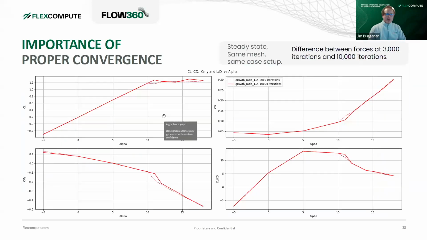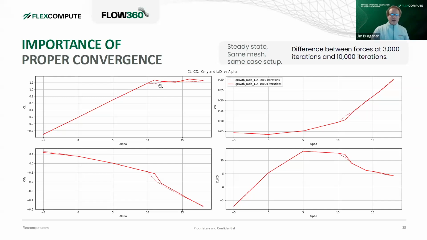Now, if we look at this plot, it's again my CL alpha curve. The idea there is that the dashed line is the results I just showed you above, where I run for 3,000 iterations. And then I run it for another 7,000 iterations. And we look at the differences. And all of these are steady state simulations, same mesh, same case setup. The only difference is 3,000 versus 10,000 iterations. And you can see that before alpha 11, we get the same answer. That's comforting. At alpha 11, things start diverging.